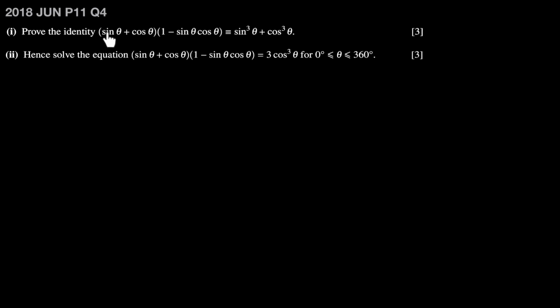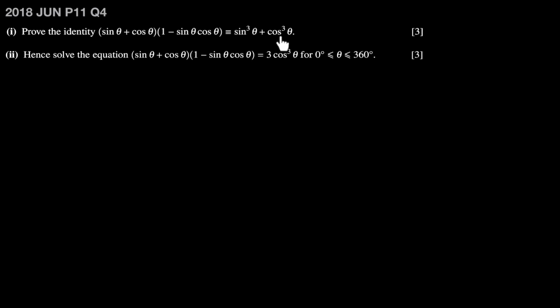Now, if we distribute sine theta and cosine theta across the brackets, once we open up the brackets, the maximum power of sine theta will be 2. So if we multiply sine theta times 1, we get sine theta, and we get minus sine squared theta cosine theta. Same with cosine theta. If we multiply by this, we get minus sine theta cosine squared theta plus cosine theta. So the maximum power of sine or cosine that we get is 2.